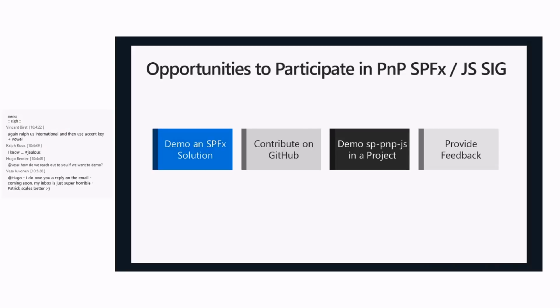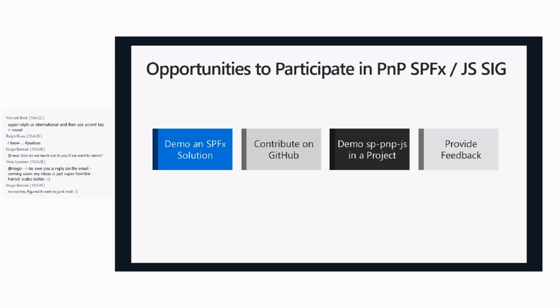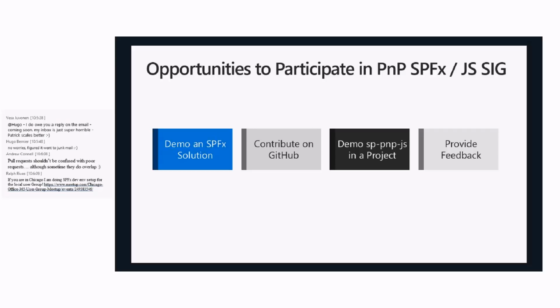Other ways to participate: you can contribute on GitHub. If you found an issue in any of the PnP JS or the SPFx libraries, please report those. Contribute pull requests. We always welcome pull requests. We always welcome suggestions for enhancing the libraries, and really do appreciate all that feedback from everyone in the community. And then that final box there, just provide feedback. So feedback on everything we're doing: feedback on these calls, feedback on the other work we're doing on SharePoint Framework. We really do appreciate that and take that to heart, even if we can't act on it immediately.